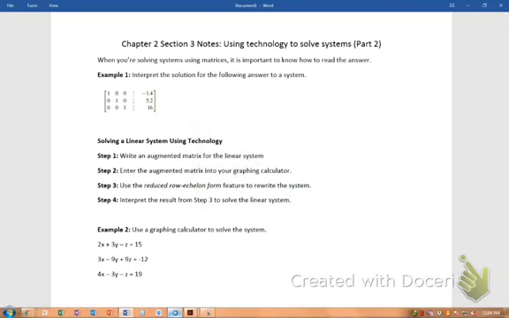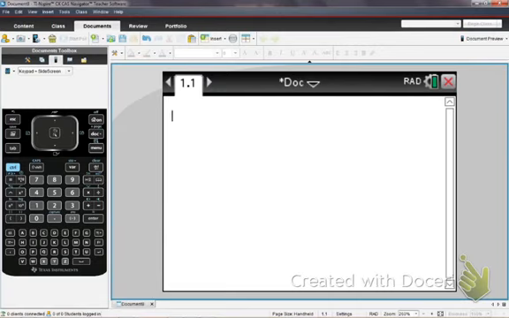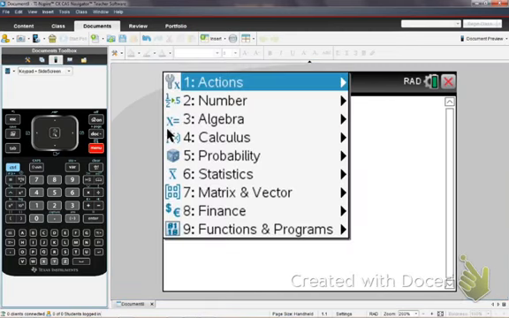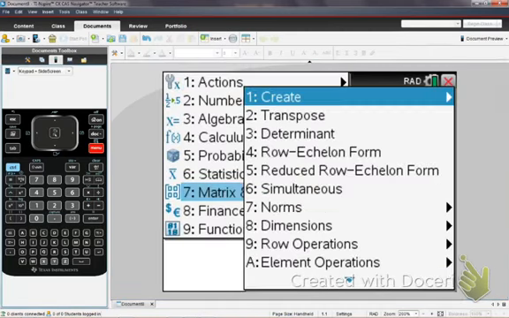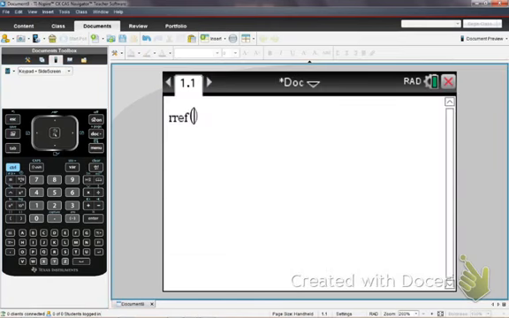When you put it into your calculator, you're always going to go to a new document and add a calculator page. Now we're going to do the reduced row echelon form, and you actually have to put that into the calculator first. So we're going to go to Menu, Matrix and Vector, Reduced Row Echelon Form. Now it has to be reduced. If you just do row echelon form, it's actually only doing one step when you want it to do all of the steps for you so you don't have to worry about it. When you do that, it gives you RREF and then parentheses. If you remember that, you can actually type it in.